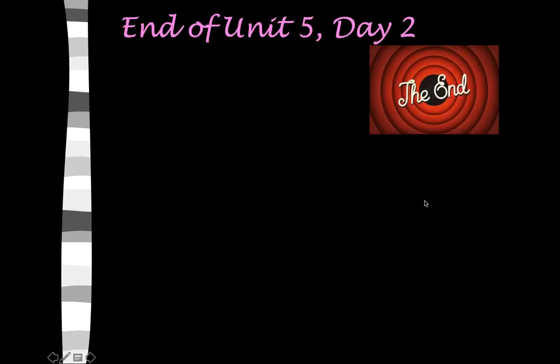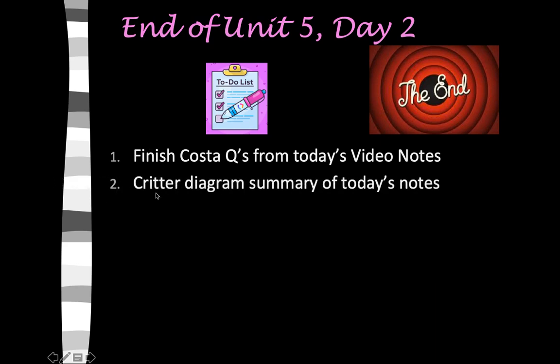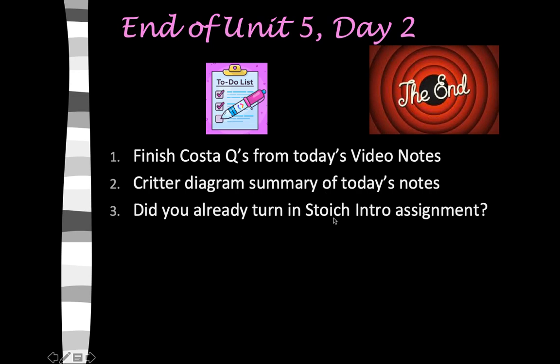All right, that brings us to the end of this second day of Unit 5. Here's your to-do list. Go back and finish any COSTA questions. Sorry, we didn't do any COSTA questions yet, so not just finish them, you have to do all of them. And then go back and do this critter diagram as your summary for today. You can either put it at the bottom of today's notes or on your output page right next to it if it doesn't fit. And then, did you already turn in the STOIC intro assignment? Go back and finish that, get help as needed with it, and then you can start the LR practice.